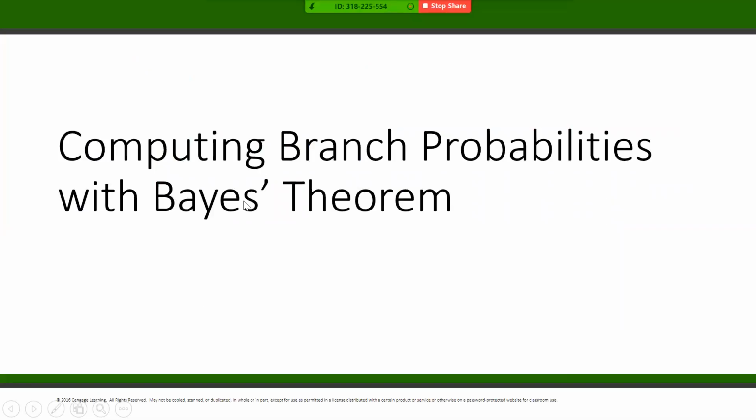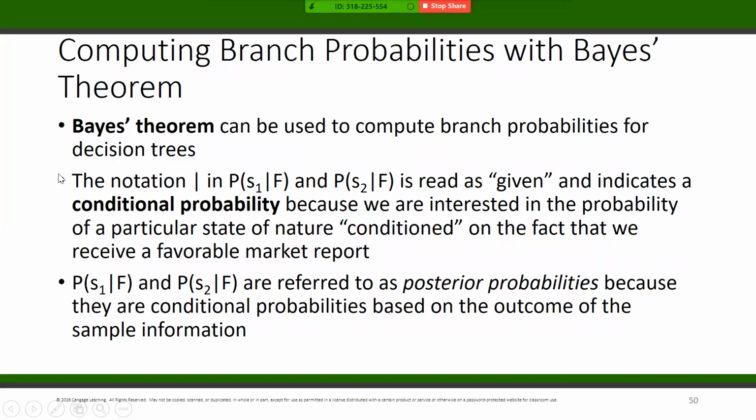All right, now we're going to go into something called Bayes' theorem. So we're going to compute branch probabilities with Bayes' theorem. Bayes' theorem can be used to compute branch probabilities for decision trees.